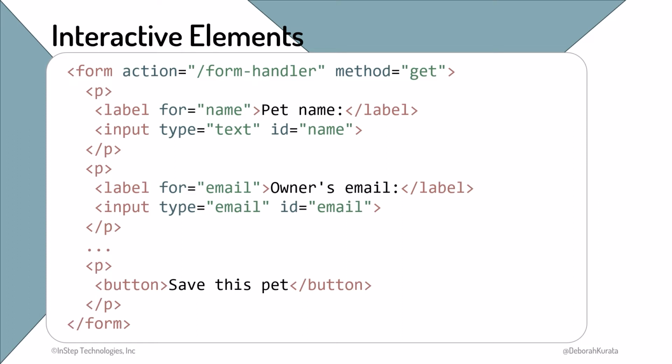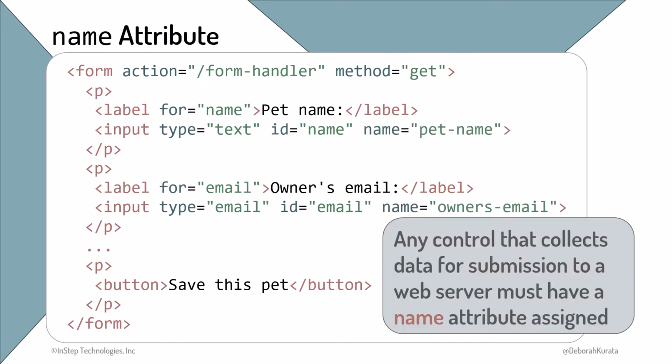Within the form element, we nest all of the form controls we need to collect data from the user. These are the same types of interactive elements we've already created. But these controls are missing an important attribute. Form data is submitted to the web server in name and value pairs, so only controls with a name attribute will have their values submitted. We can add a name attribute to each control like this. Any control that collects data to be submitted to the web server must have a name attribute.